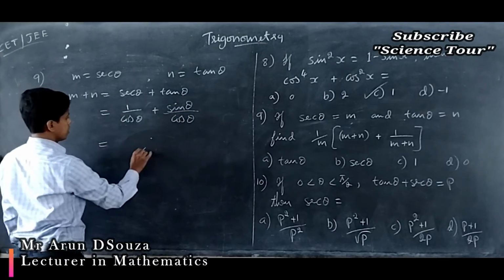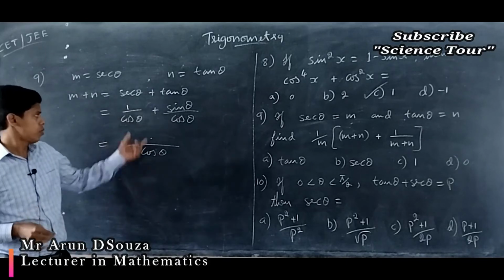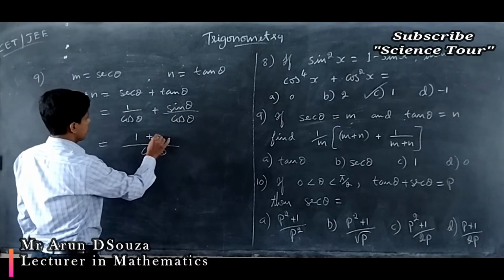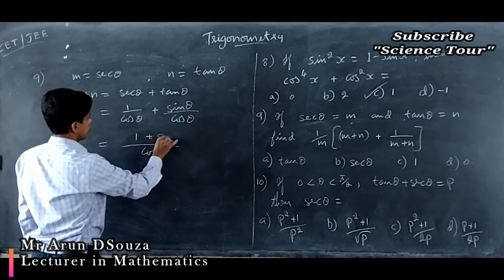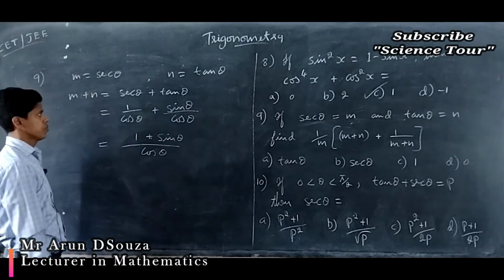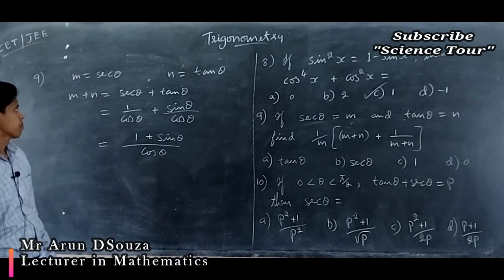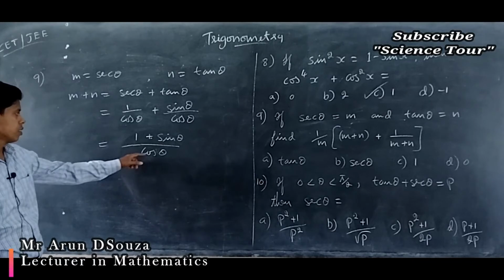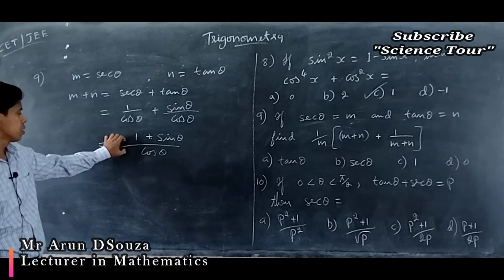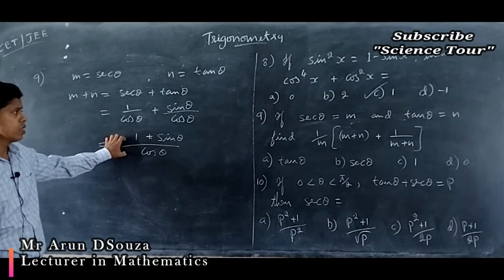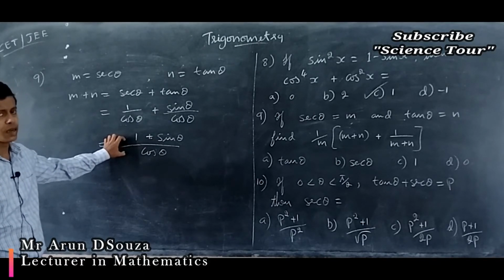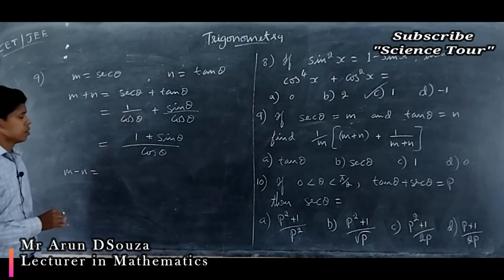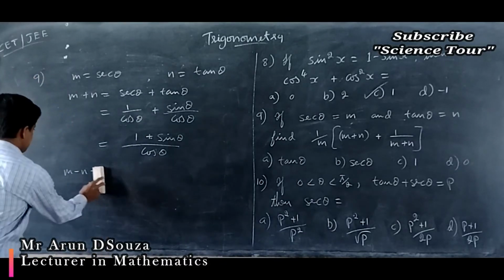Well, now you can take cos only once because it is common, okay, LCM, and in the numerator you will get 1 plus sine theta, correct? Sec theta, yes. So now what am I doing here? I will find what is m minus n. Okay, understand?